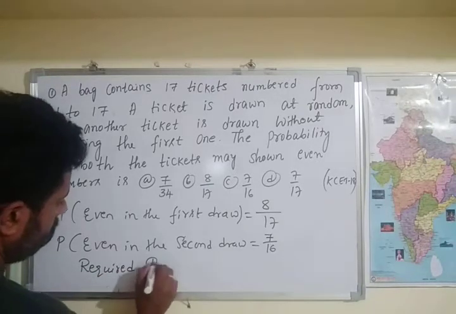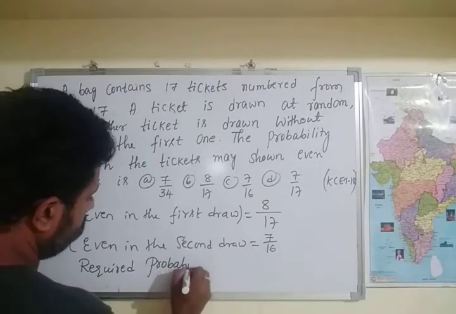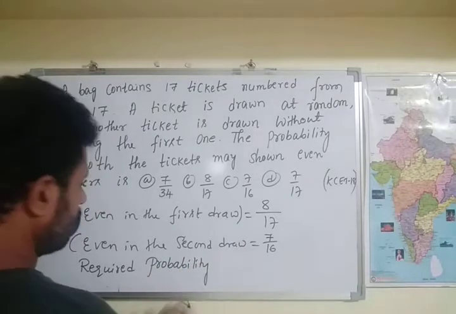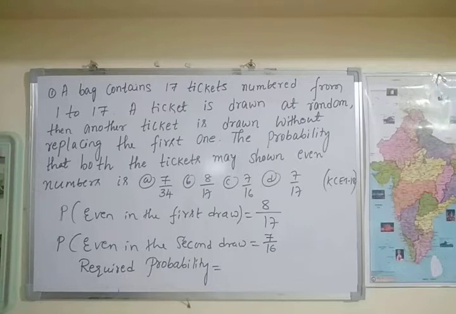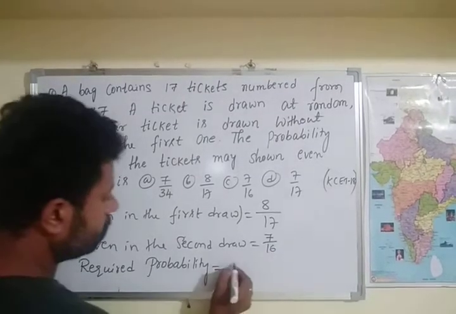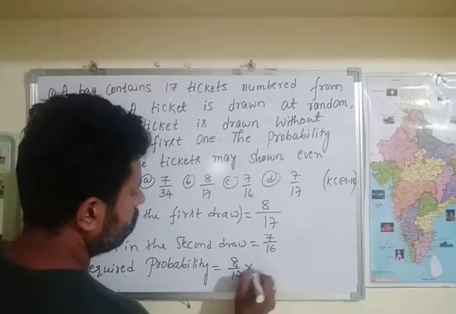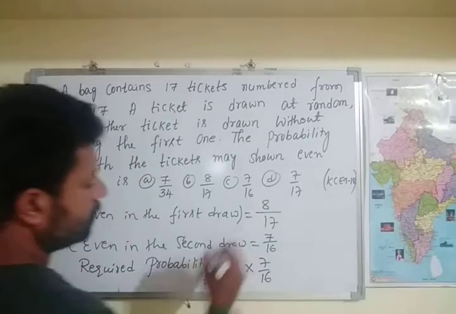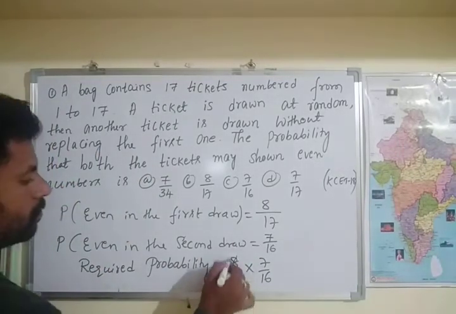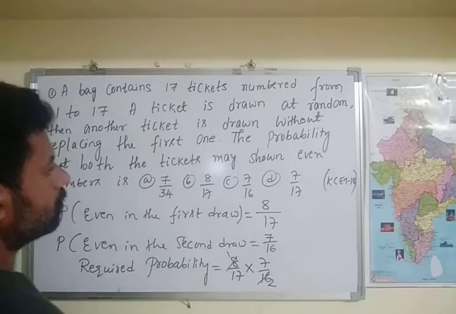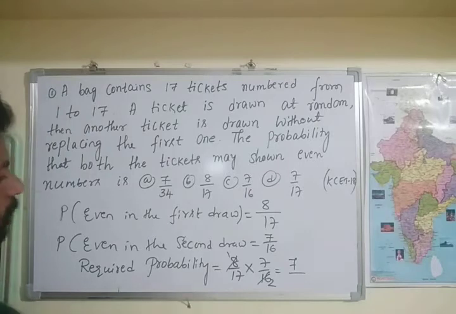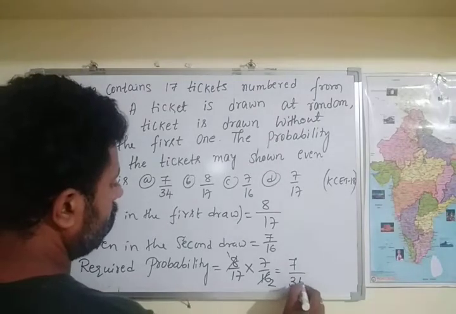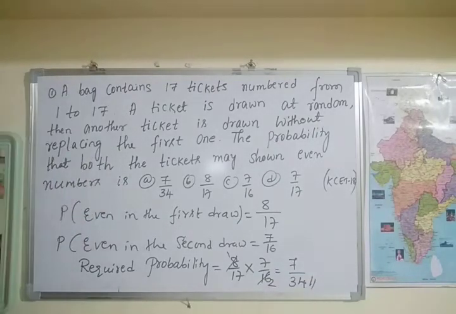The required probability is equal to 8 by 17 into 7 by 16. See, 8 ones are 8, 8 twos are 16, so we get 7 into 1 is 7 divided by 17 into 2 is 34. The required probability is 7 by 34.